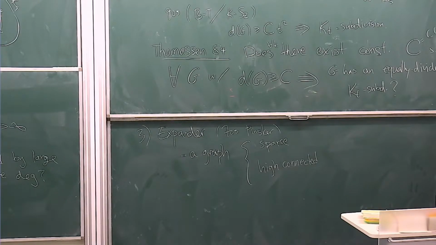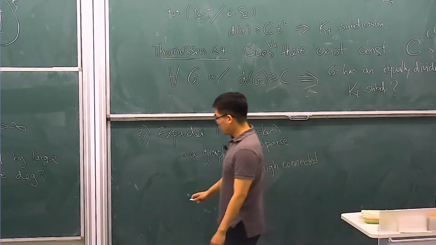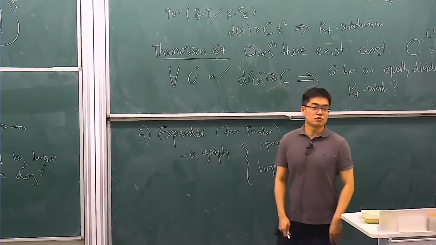Then there are two types of meta questions about expanders we can ask. One is, how can you construct the expander graph, in whatever expansion sense you define? How can we find one? Second question is, what can we do with them? Two types of meta questions. I'm going to focus on the second question. What can we do with them?